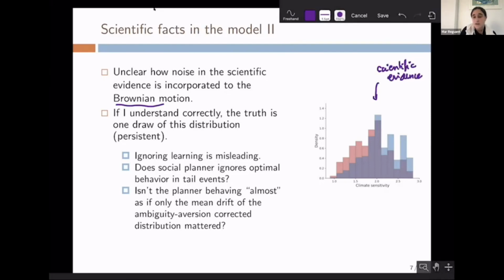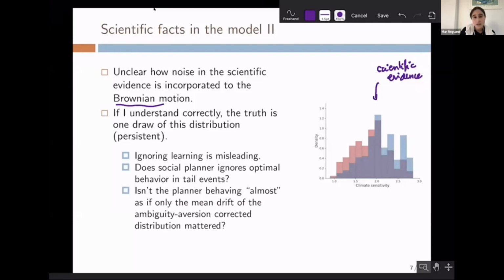as humans, we are drawing one draw from this scientific evidence. There are 144 models, one of them is right. We just don't know which one it is. And this is the noise that we get from these different 144 models. So my worry is that this is not what the authors are modeling. My worry is that the authors are modeling something that looks more like we are drawing from this distribution repeatedly.